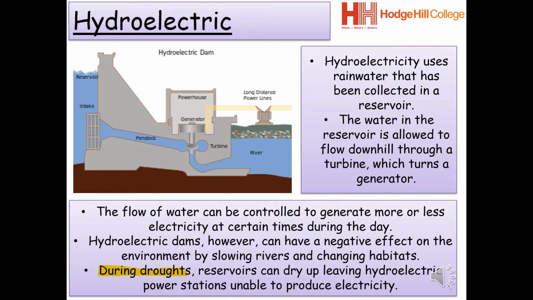However, some of the disadvantages include the fact that it's affected by weather conditions. So during a period of drought, hydroelectricity will not produce a lot of electricity, and it can also affect the habitat of marine animals.